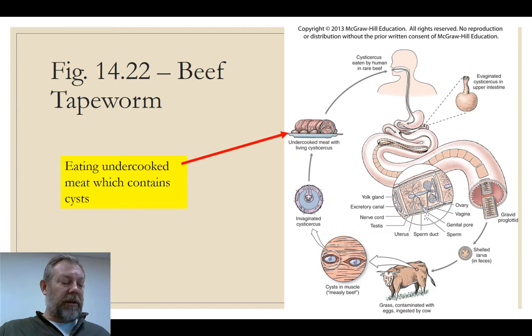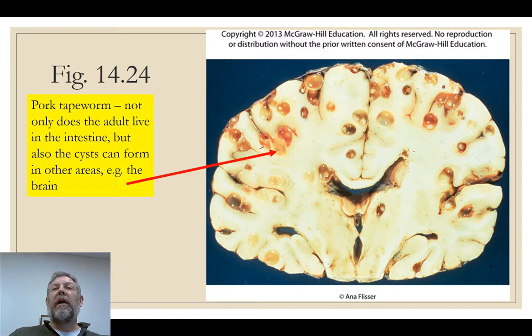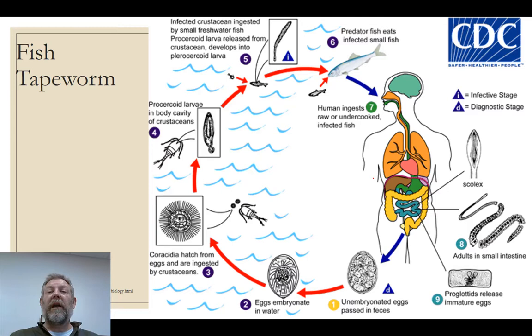You've also got tapeworms from pork, and not only do those infect the intestine of humans, but they can also encyst in the brain of humans. And so here are some cysts in the brain. It's pretty gross. There's also a fish tapeworm. So again, these are all tapeworms that infect humans, but their intermediate host is either a cow or a pig, or in this example, a fish.